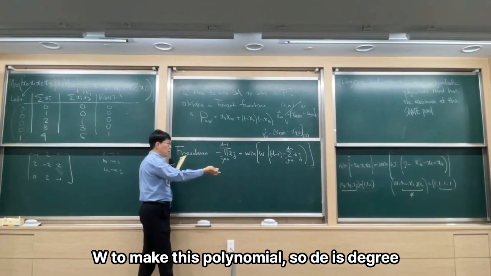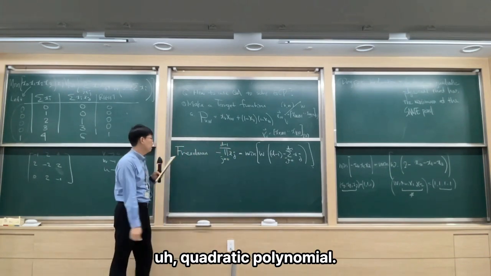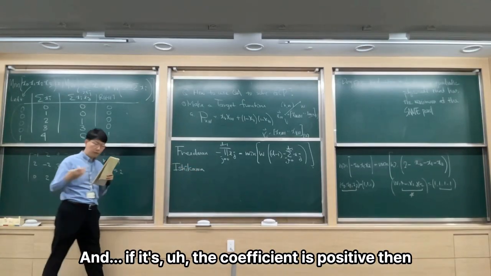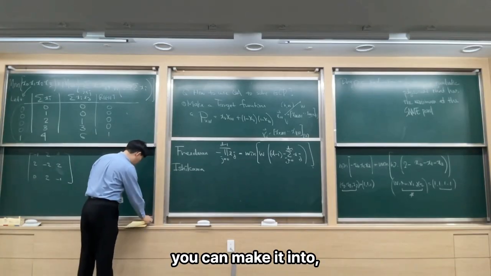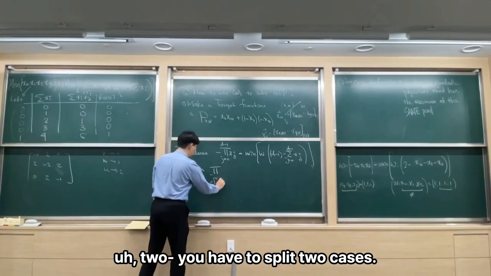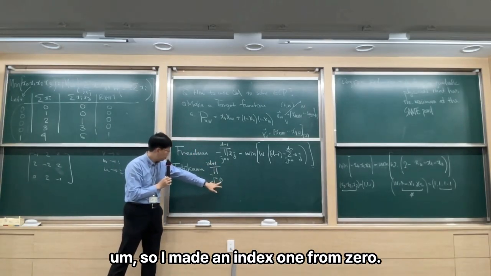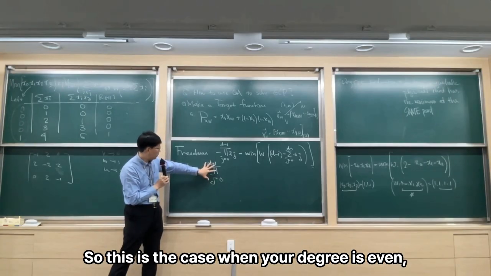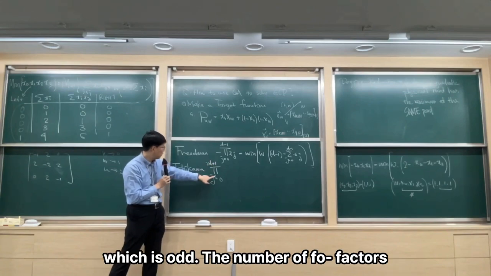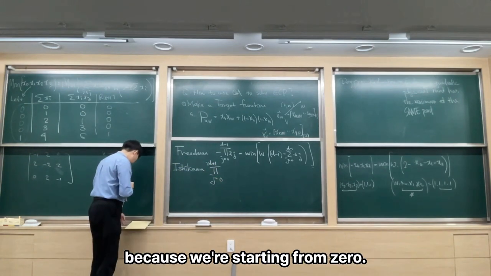So d is the degree, and that's bigger than or equal to 3. So it's equal to that quadratic polynomial. And if the coefficient is positive, then you have to split into 2 cases. So this is the case of, I made an index 1 from 0. So this is the case when your degree is even, not odd. So even though we have 2d plus 1, which is odd, the number of factors are even, because we're starting from 0.